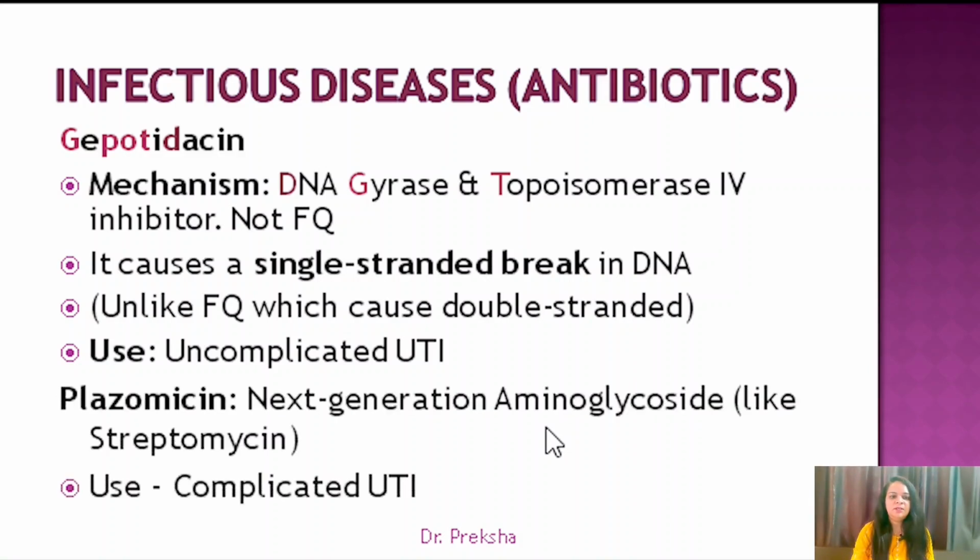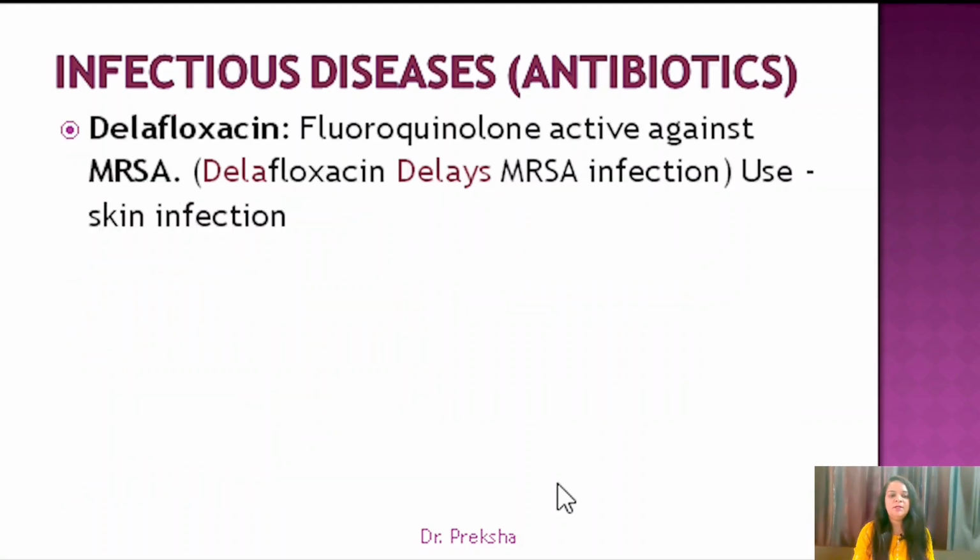Now the other drug is plazomicin. This is a next generation aminoglycoside just like streptomycin, and this is used in complicated UTI. Now another drug is delafloxacin. This is a fluoroquinolone which is active against MRSA, and delafloxacin delays MRSA infection. So this is how you can remember. This is the mnemonic, and it can also be used in skin infection.